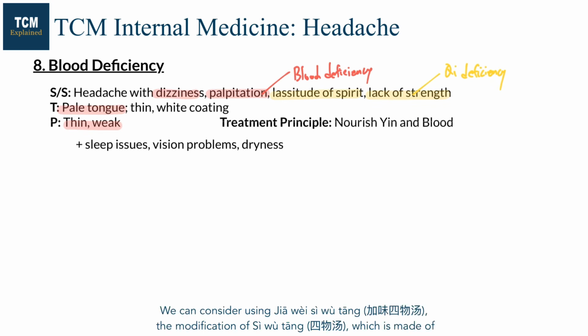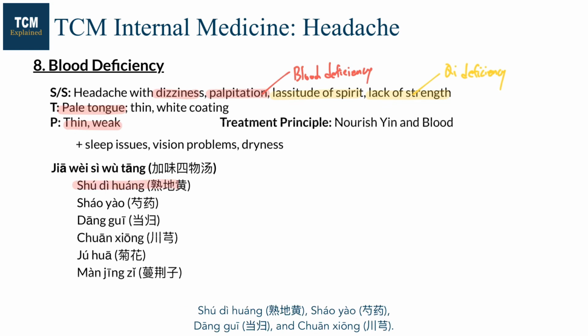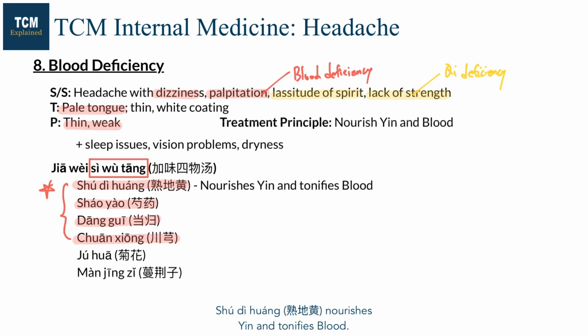We can consider using 加味四物汤, the modification of 四物汤, which is made of 熟地黄, 芍药, 当归, and 川芎. This formula tonifies blood. 熟地黄 nourishes yin and tonifies blood. 芍药 cools and nourishes blood. It also has actions of preserving yin and stopping pain.